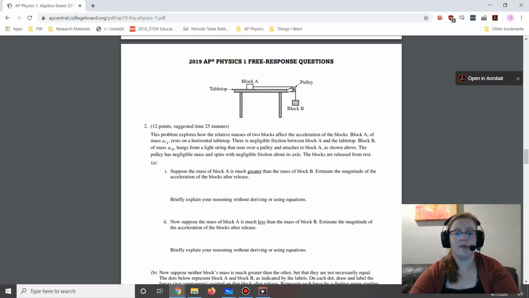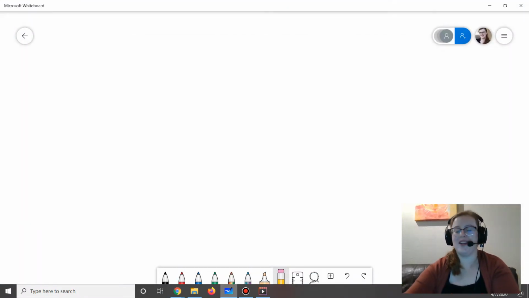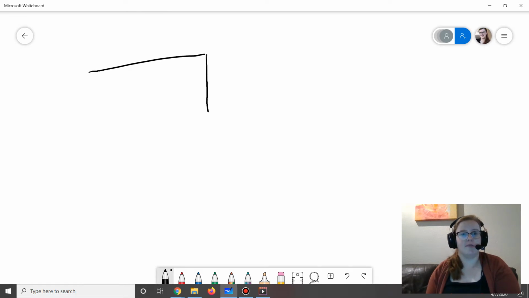A, subpoint I. Suppose the mass of block A is much greater than the mass of block B. Estimate the magnitude of the acceleration of the blocks after release. Briefly explain your reasoning without deriving or using equations. I know that some people are going to be happy to see that you don't want to do any deriving here, but let's go ahead and set up the problem as we have it on the actual problem. Okay. Wow, that's ugly. So you've got block A here, you've got a pulley, and you have block B here.